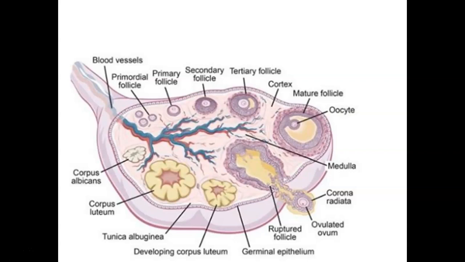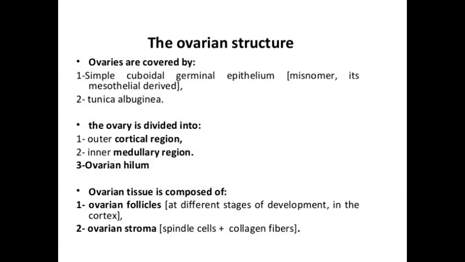Now, we will see one by one the detailed structure of all the follicle cells, and the different layers present in the ovary. We have already seen the ovarian structure: the germinal epithelium, which is simple cuboidal epithelium. This is not mesothelial derived; this is epithelial tissue, which forms the germinal epithelium. Then the second layer is the tunica albuginea, which is the fibrous coating.